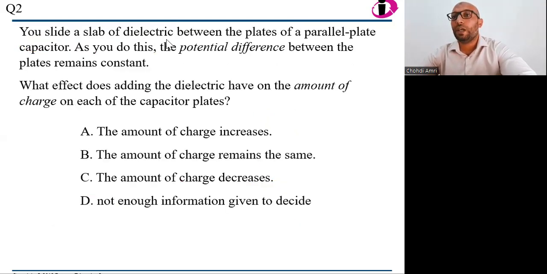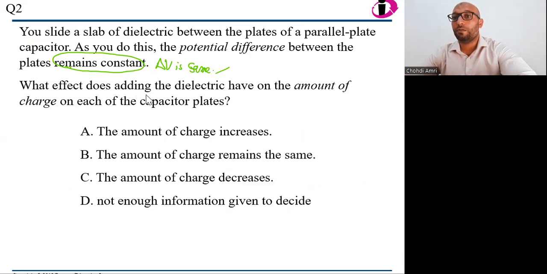You slide a slab of dielectric between the plates of the parallel plate capacitor. As you do this, the potential difference between the plates remains constant. Delta V is the same. What effect does adding the dielectric have on the amount of charge on each of the capacitor plates?